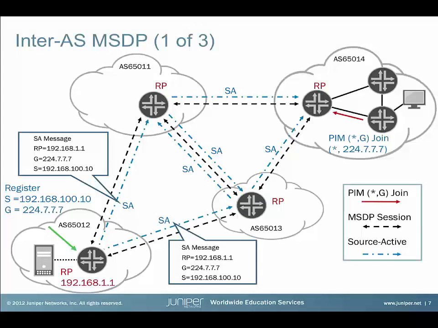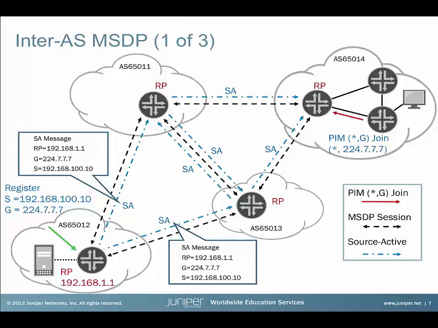The example shows multiple service providers, each with their own independent PIM sparse mode domain. Each PIM sparse mode domain has its own rendezvous point, which works for interdomain multicast. To enable interdomain multicast, MSDP sessions are established between the rendezvous points of the different autonomous systems.